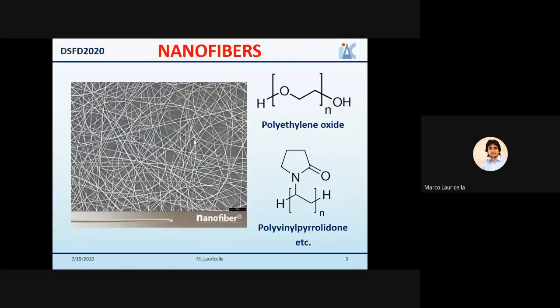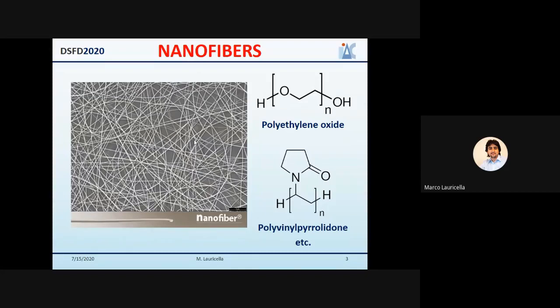I would like to start outlining the main ingredients of the electrospinning process. Electrospinning is mainly used to manufacture nanofibers, which have the peculiar feature of presenting a cross-section spanning from micrometers down to nanometers, so spanning really across different length scales. Usually, nanofibers are made of several polymers. Here I present two notable examples: polyethylene oxide and polyvinyl pyrrolidone, but there are several others that can be used in this manufacturing process.